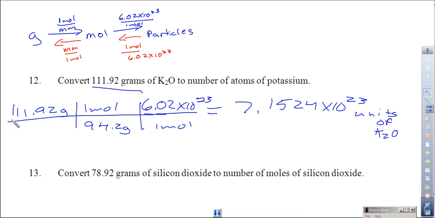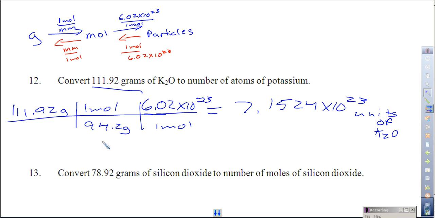So you're going to do 11.92 times 6.02 times 10 to the 23rd in your calculator. Then you're going to divide that by 94.2. You come up with this answer. If you don't, that means you did something wrong. All right, but this is what you should end up getting.